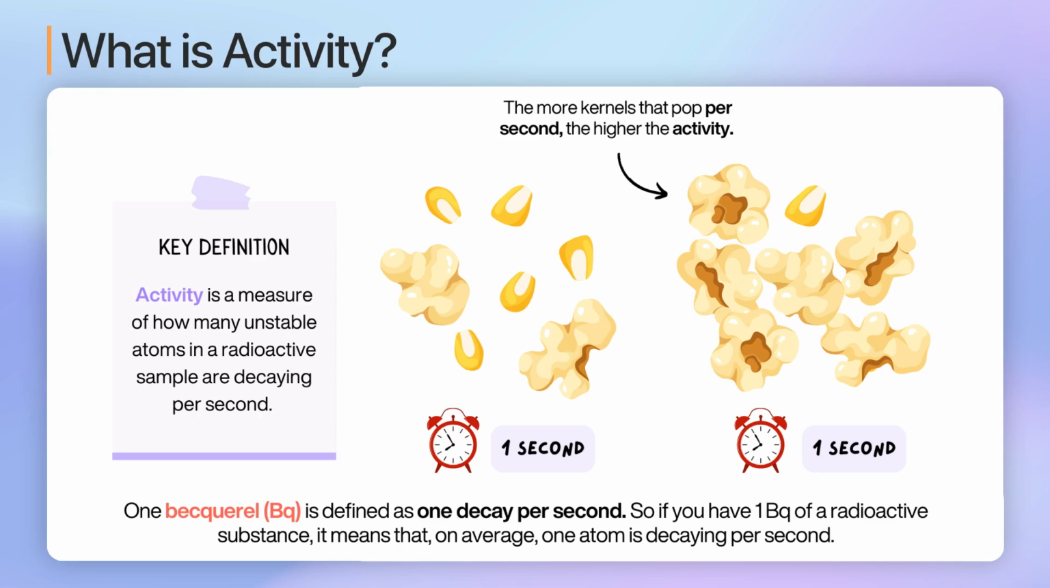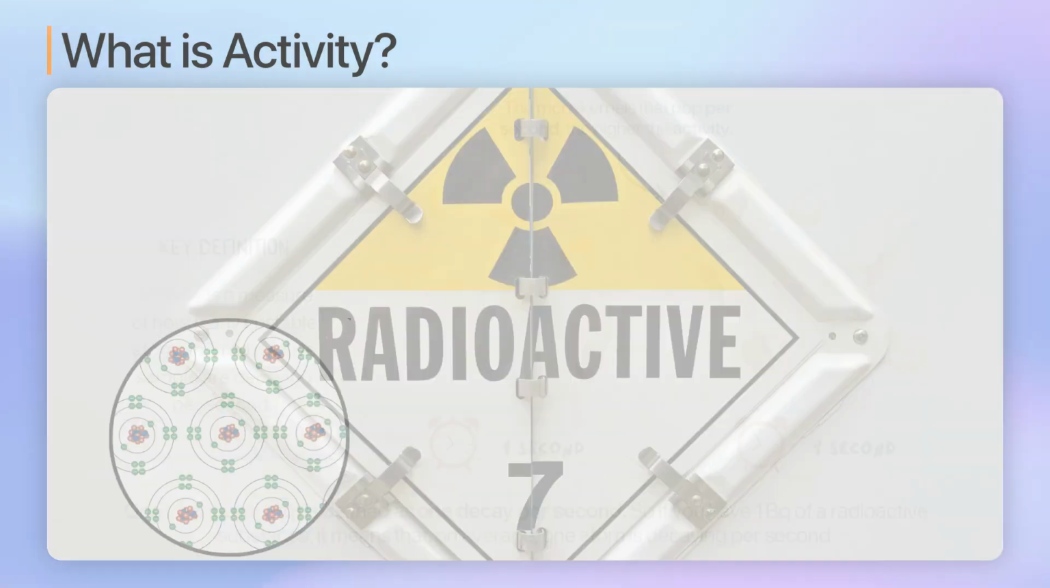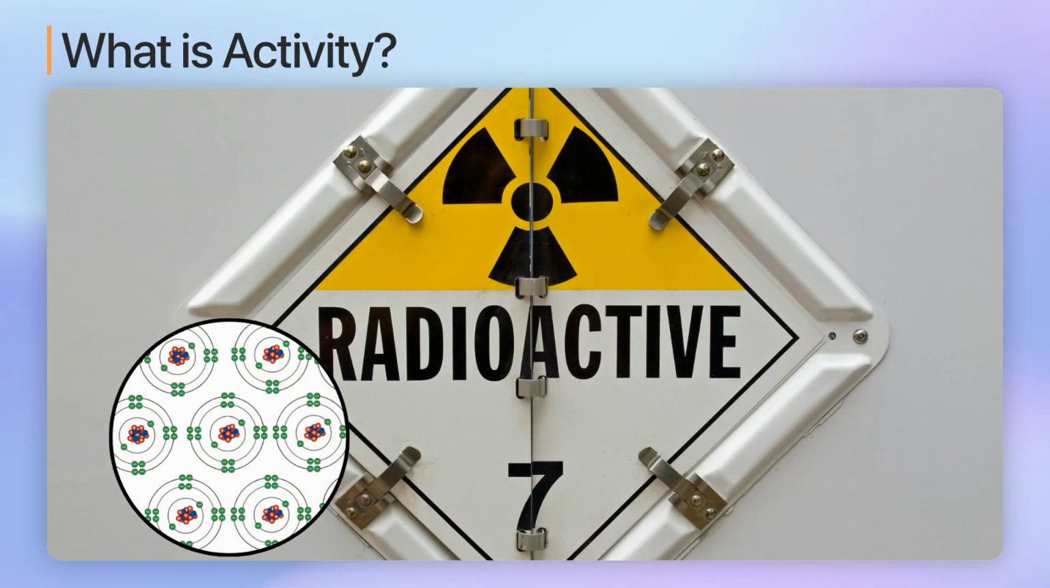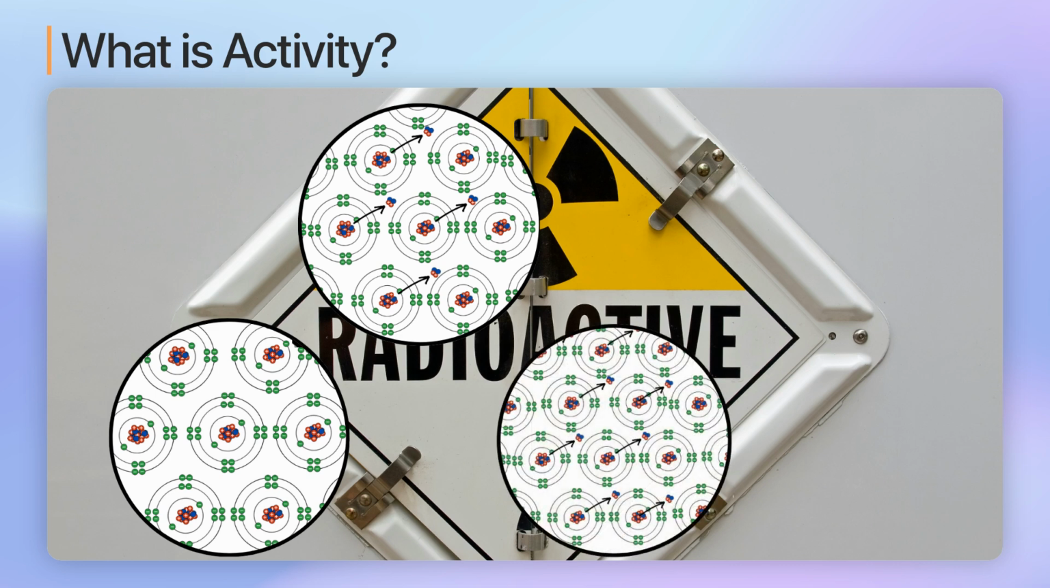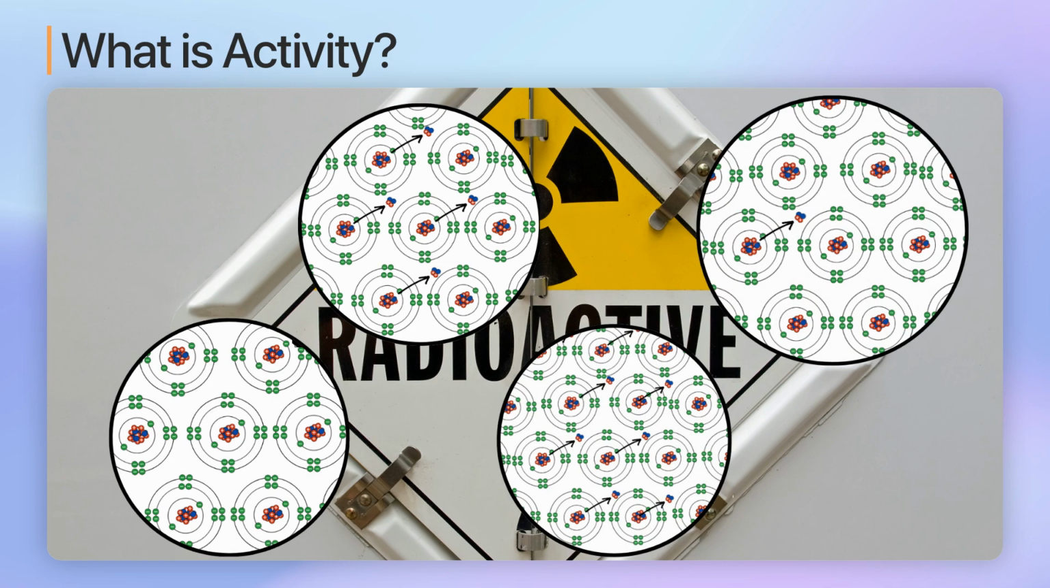So, if you have 1 becquerel of a radioactive substance, it means that on average, 1 atom is decaying per second, much like observing 1 popcorn kernel popping every second. Just like the rate of popping popcorn gives you an idea of how quickly all kernels are popping, the activity gives scientists an idea about the speed at which the radioactive decay is occurring. Different radioactive samples can have different levels of activity, depending on how many unstable atoms they contain and how fast those atoms decay. A sample with more unstable atoms or a faster decay rate will have a higher activity.